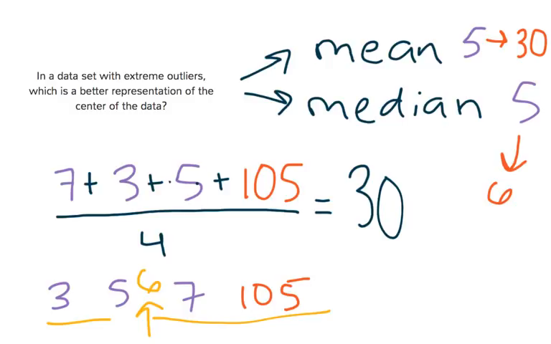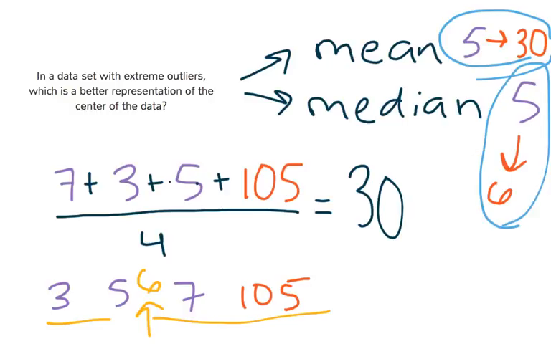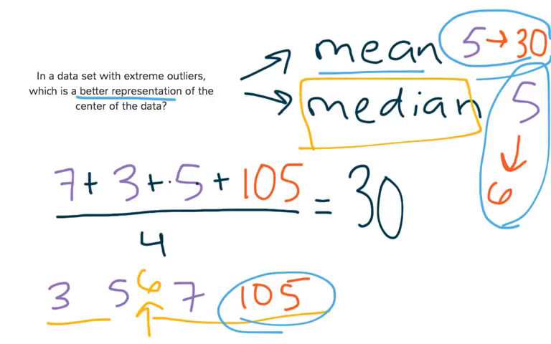So we know the mean went from 5 to 30, the median only went from 5 to 6. So the mean is a lot more affected by outliers than the median. Because we know this is just an outlier, it doesn't represent the bulk of the data set. A better representation of the data set would be the median. The median is a much better representation of the data set than the mean when we have extreme outliers.